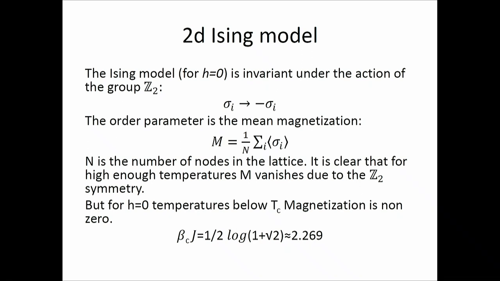At h equal to 0, the Hamiltonian is invariant under the action of the group Z2 when you change the sign of all the spins. The order parameter is the mean magnetization given in this form. And it's clear that this vanishes due to the Z2 symmetry, because you take sigma to minus sigma, m goes to minus m, and the only solution for m therefore is 0. But we know that for h equal to 0, at temperatures below Tc, magnetization is non-zero. This is the exact form of Tc, and it's approximately 2.26.